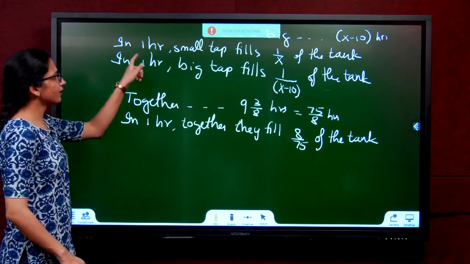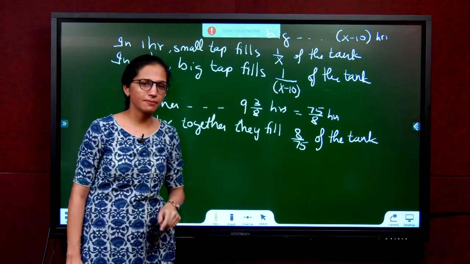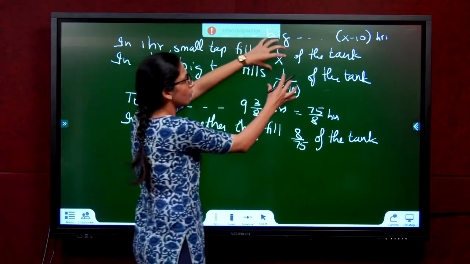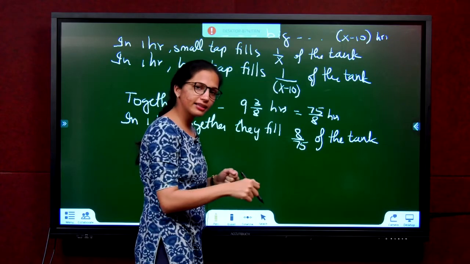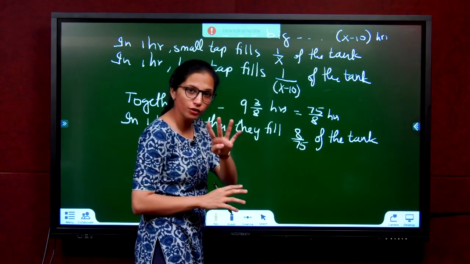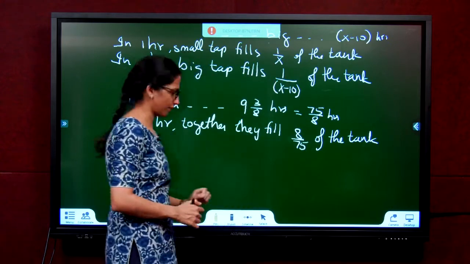Now, in 1 hour, the small tap is filling 1 by x. In 1 hour, this one is filling 1 by x minus 10. Together, they will fill 1 by x plus 1 by x minus 10. He is filling 1 liter, you are filling 3 liters, together 4 liters if you do the work. So, 1 by x plus 1 by x minus 10 equals 8 by 75.